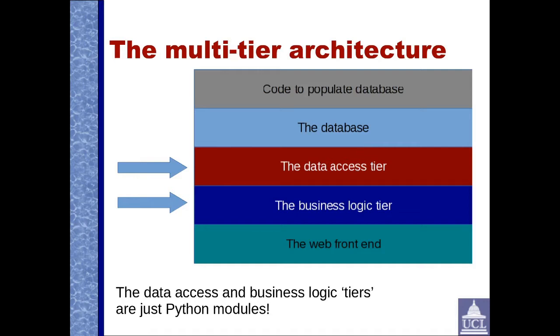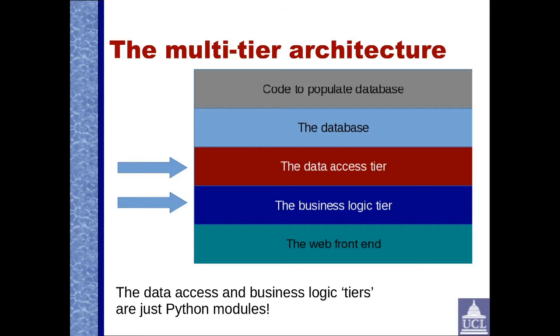The business logic tier contains functions which may simply pass directly to the data access tier, but also the things in the business logic tier may be doing some calculations, bringing together data from different places, and so on. The web front end obviously will have HTML pages and CGI scripts, and those CGI scripts take the data from the business logic layer and convert those results into HTML.